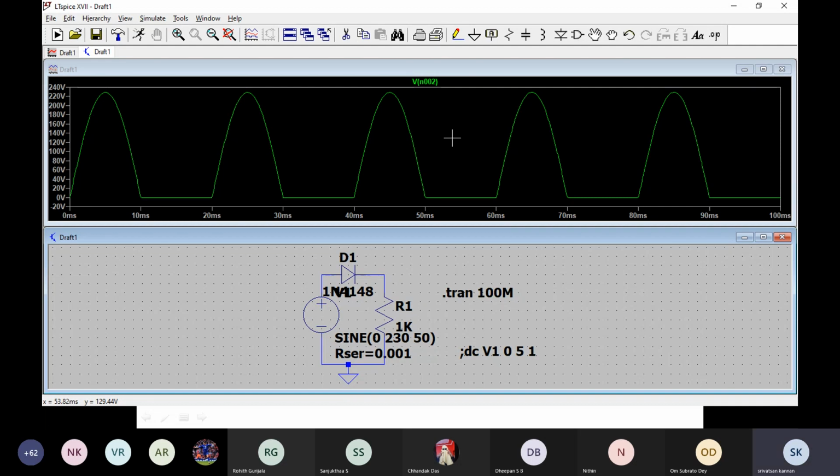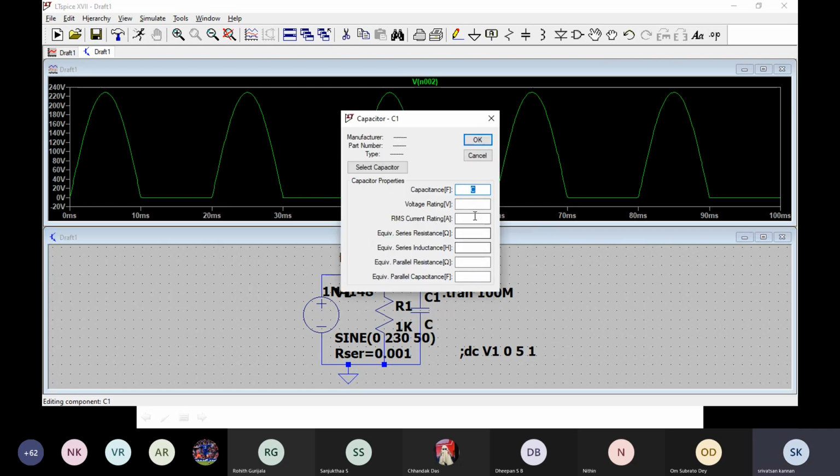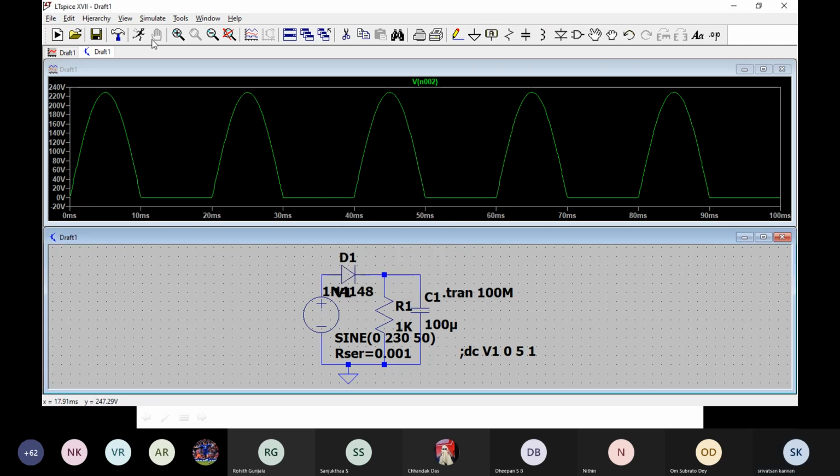So you can see the wave shape. Wave shape should be constant. That is DC, constant current. So you have to filter this using a capacitor. If you connect the capacitor across this, let us see the waveform. You can use a capacitor value of say 100 microfarad, 100 uF. Now you simulate it.